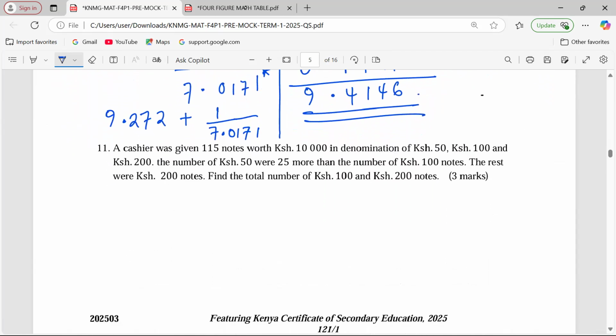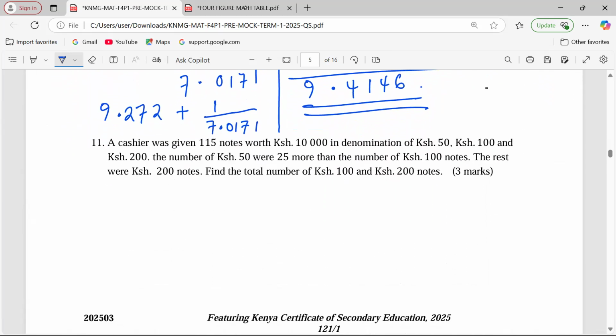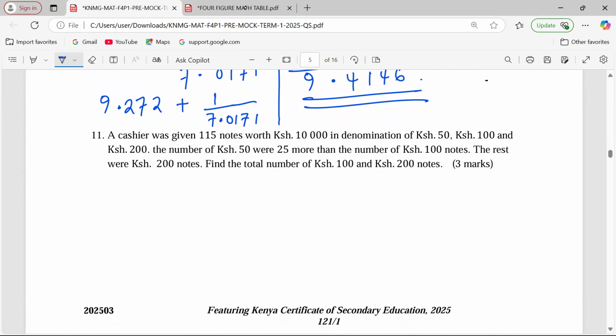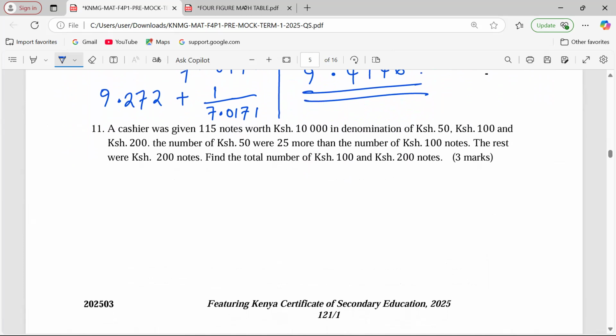At 11 now, a cashier was given 115 notes worth 10,000 Kenya shillings in denominations of 50, 100, and 200. The number of 50 Kenya shilling notes were 25 more than the number of 100 notes. The rest were 200. Find the total number of 100 and 200 notes.